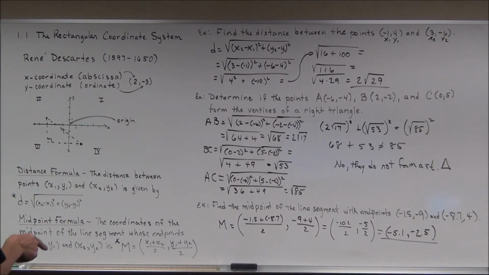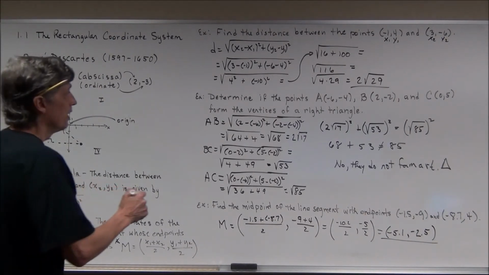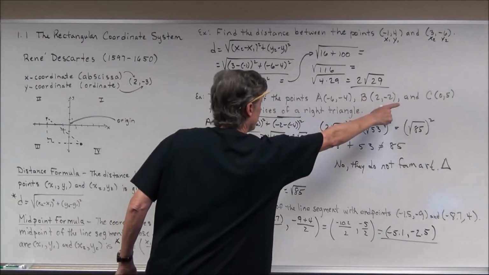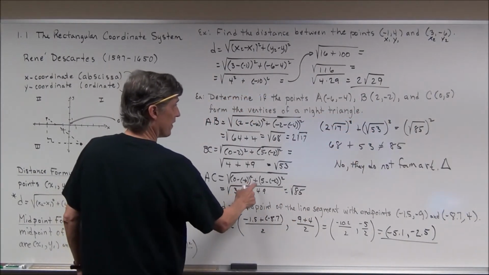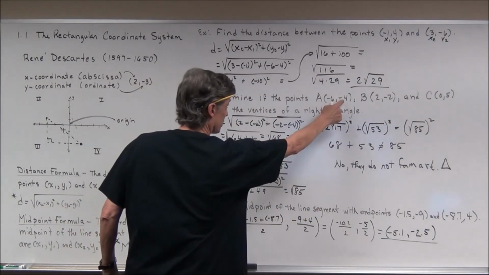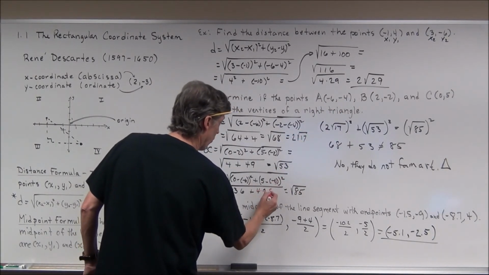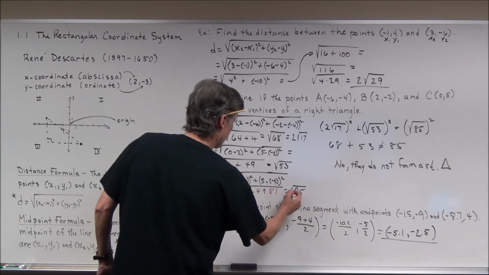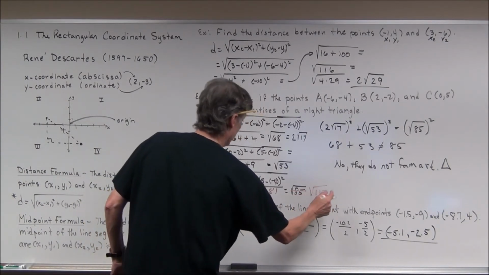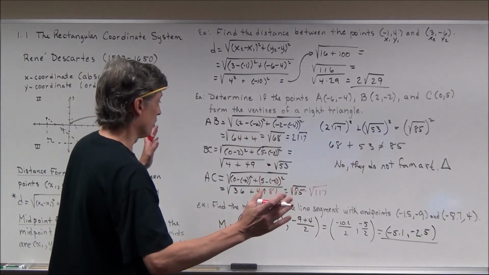Oh, before I sign off, I realized I made a mistake here. I was finding AC, and I had 5 minus a negative 2. It's actually a negative 4 here. So that's going to make that 81, and that's going to make that 117. So you think, hopefully everything's still going to work out right.